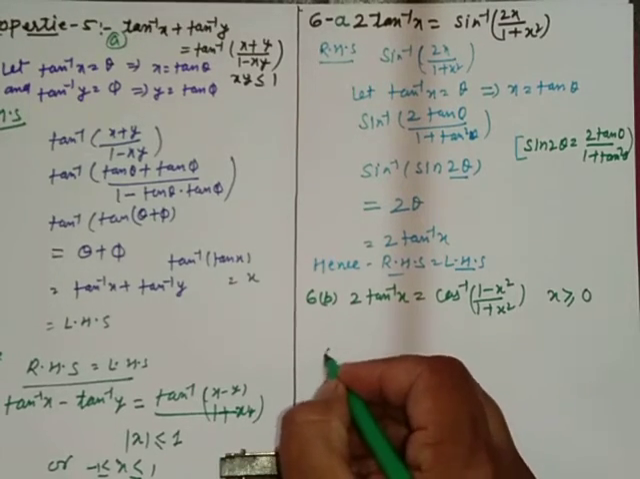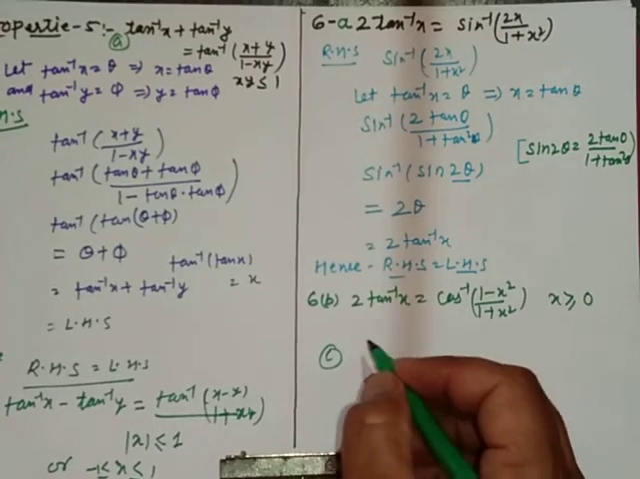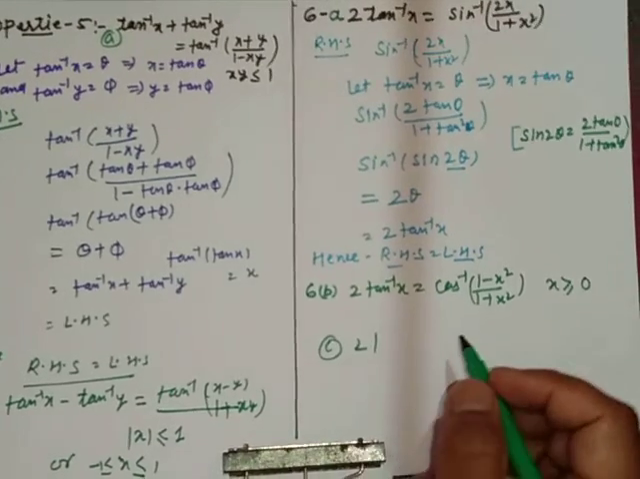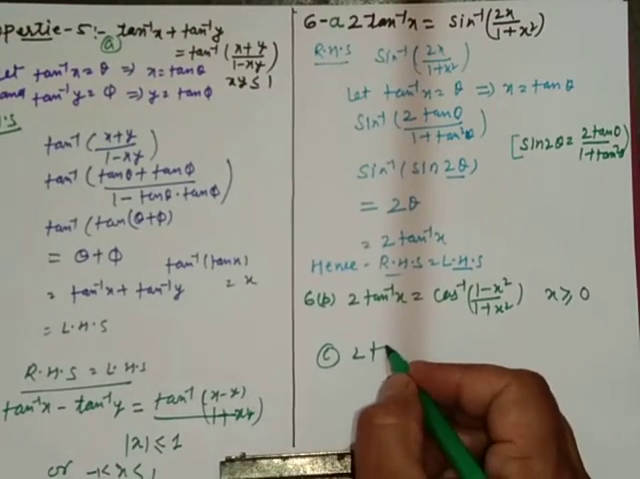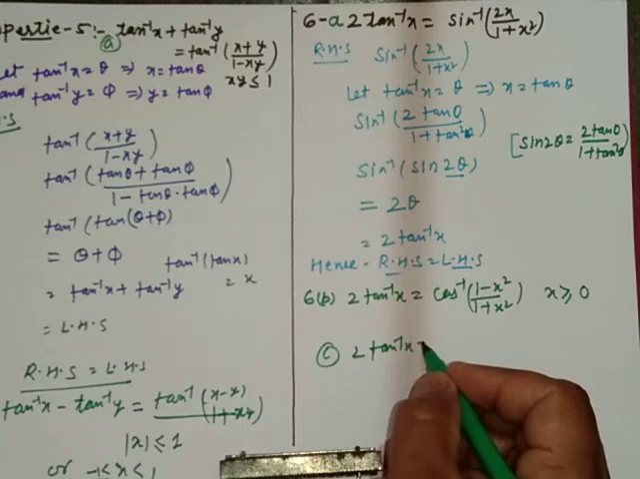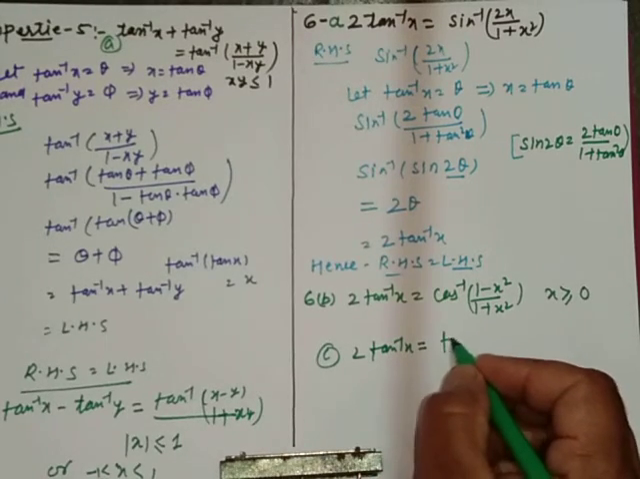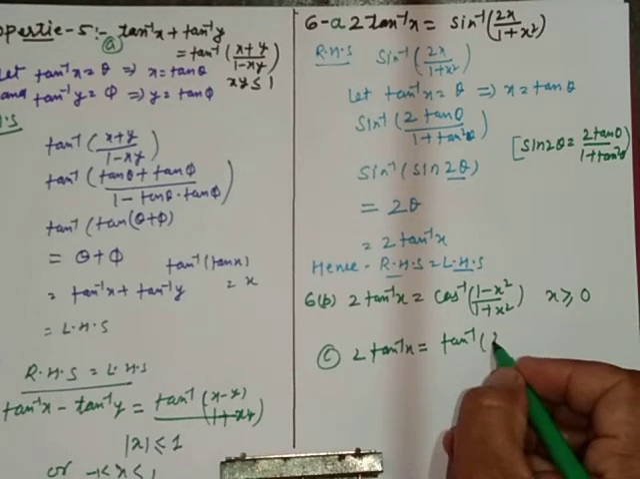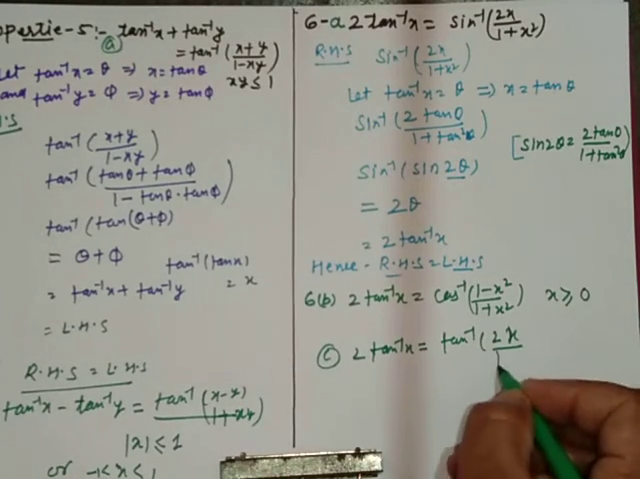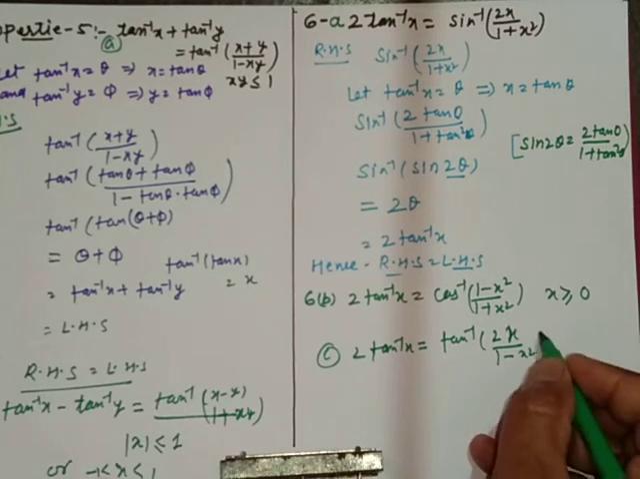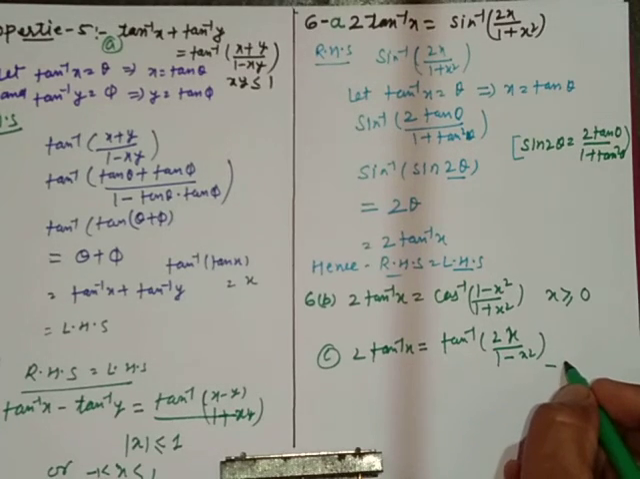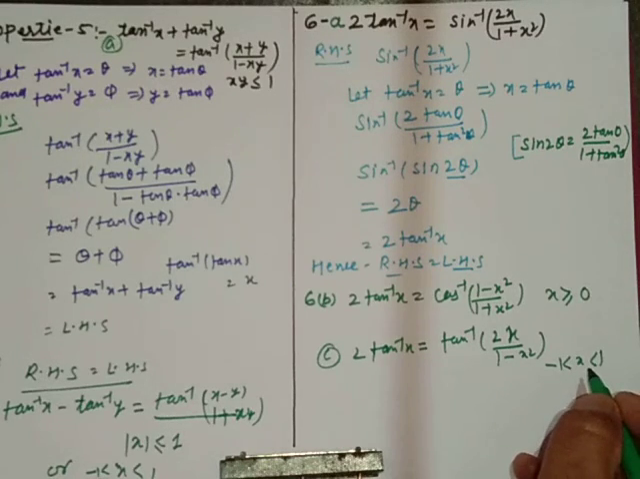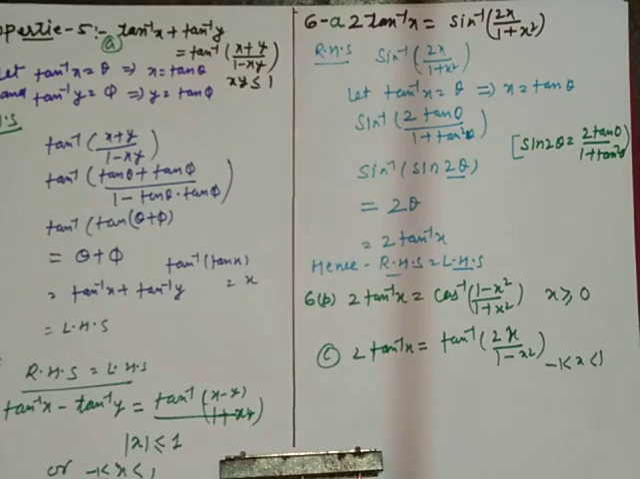Again, see: 2 tan inverse x is equal to tan inverse of 2x upon 1 minus x square, in which x lies between minus 1 and 1. Clear? So that is the property.